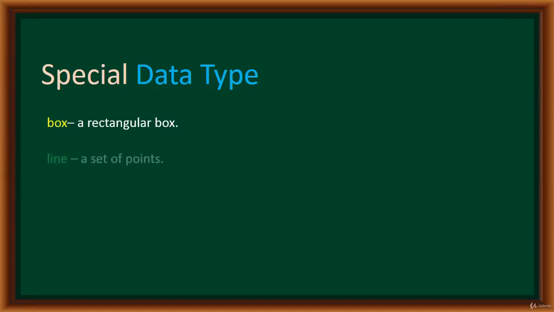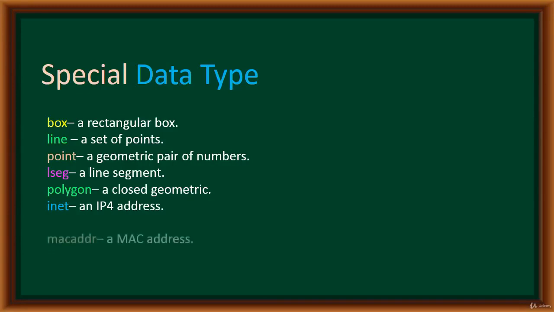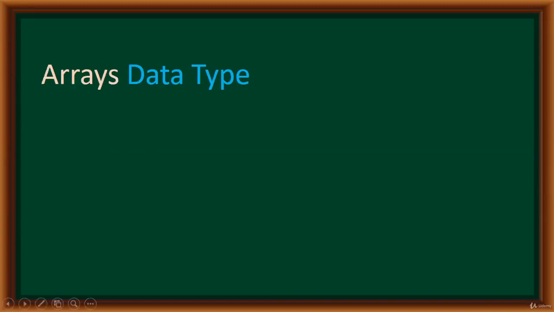And then you've got the line, which is a set of points. And then you've got point, which is a geometric pair of numbers. And then you've got the lseg, which is a line segment. Then you've got polygon, which is a closed geometric. You've got the inet, which is an IPv4 address. This is network related. And then you've got the MAC address, which basically refers to the MAC address on a network card.